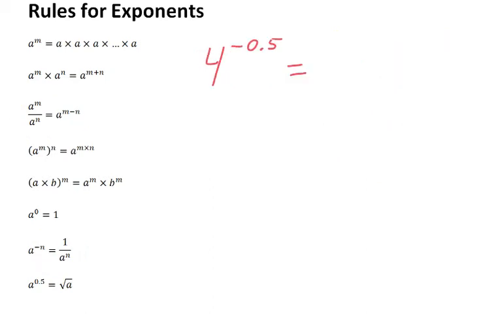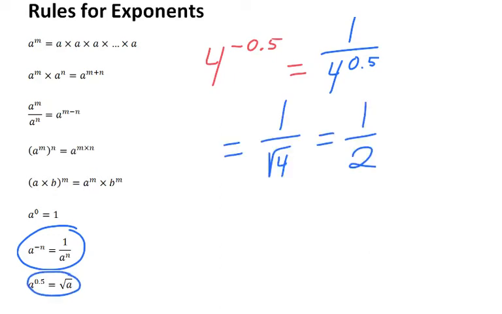Here's another one that uses two rules. First, I'm going to use the rule that says what to do with the negative number. I take that rule and put it on the bottom, so it's 1 over 4 raised to the 0.5 power. And then I use that last rule there that says what to do with the 0.5 power. Basically, it's just the square root, so I have 1 over the square root of 4. And the square root of 4 is just 2, so I end up with 1/2.